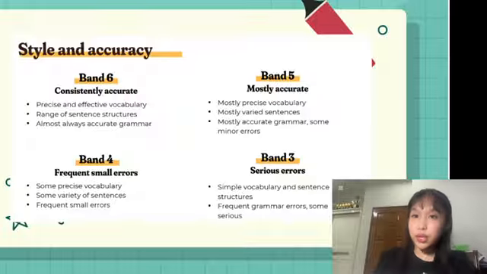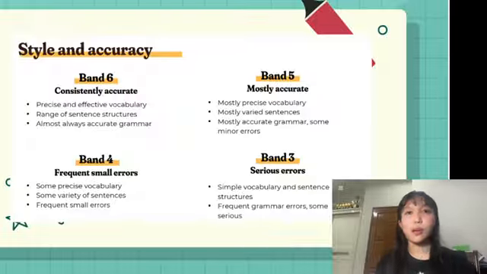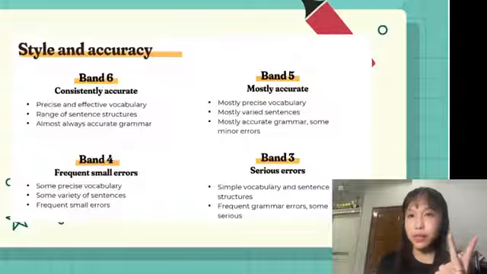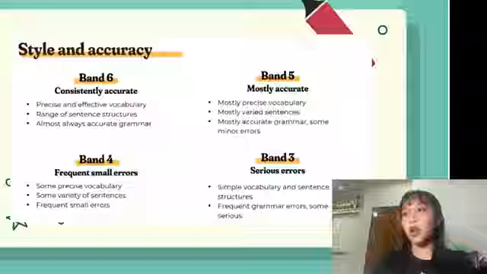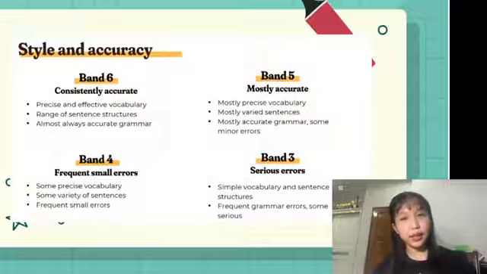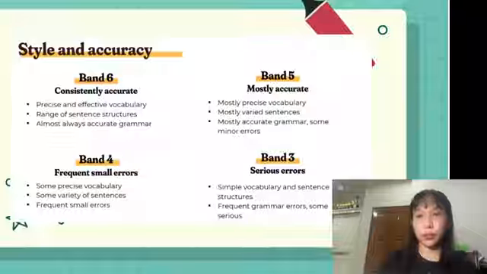Then we have range of sentence structures. We're going to have simple sentences, compound, complex sentences, etc. Then we have almost always accurate grammar. Now, that's really obvious in any writing. Spelling and grammar are always important.